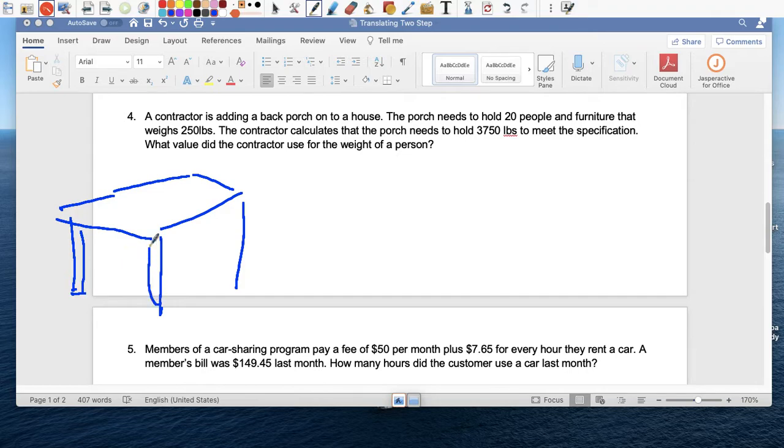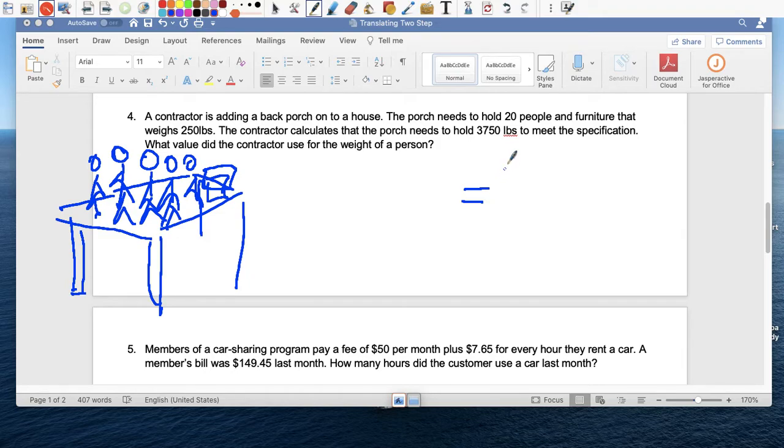Right, this is your backyard. And that's an ugly porch, but imagine it's very tall, on the second floor. We're gonna put people over here. How many people? It says it can hold 20 people, so 20 people can stand over here, and furniture. So imagine there's a sofa or something over here for people to fit. All right, so on that porch, you can hold 3,750.